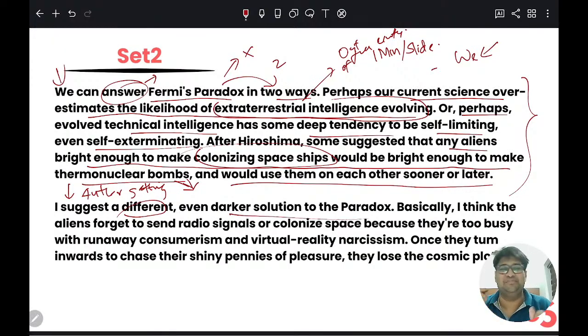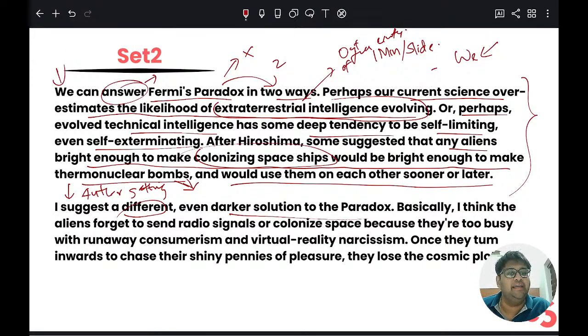Now, I have a different solution, but this is dark. The earlier thing was already dark: colonizing spaceships, self-terminating or exterminating or self-limiting or extraterrestrial. That was itself dark. It is like Christopher Nolan's film, only really dark, or Oppenheimer, that kind of film. Now he's giving an even darker approach. Sadistic thing, I think.